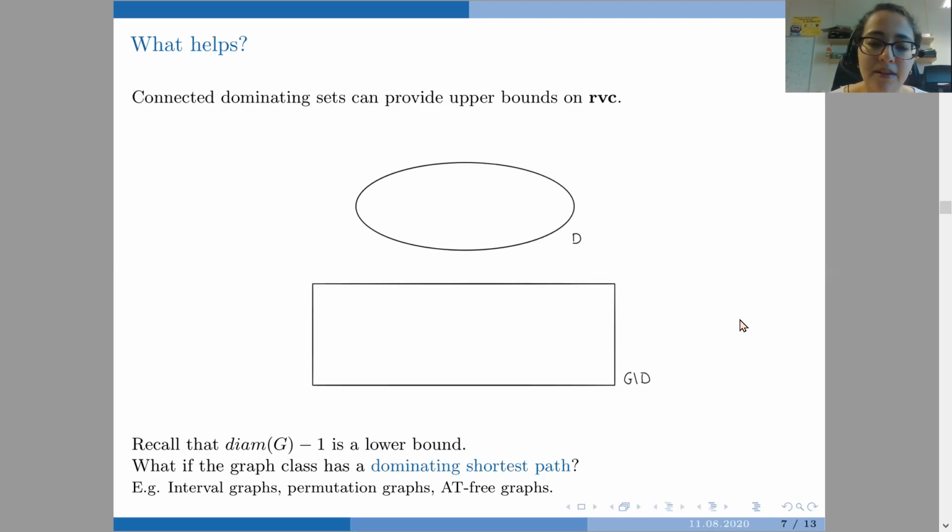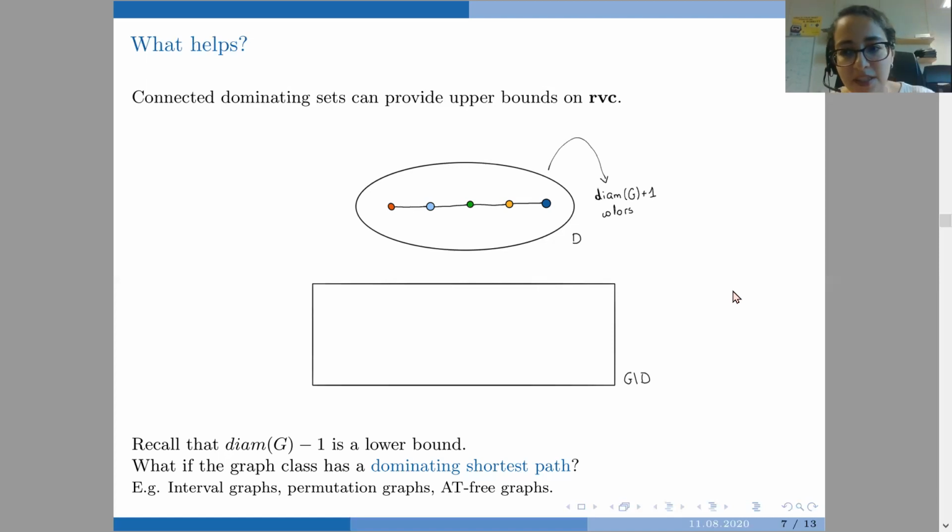So let's see what would happen in this case. We have our dominating shortest path, and we give different colors to all the vertices. So in this case, we get diameter of G plus 1 colors. Note that this is 2 more than what we would like to spend according to the lower bound. So we would like to suppress 2 colors in there and to be able to still use our core idea of getting from a vertex that is outside this dominating set, jumping to the dominating set, walking in the dominating set, and then reaching another vertex that I want. I could only suppress the colors possibly of the endpoints of the path.